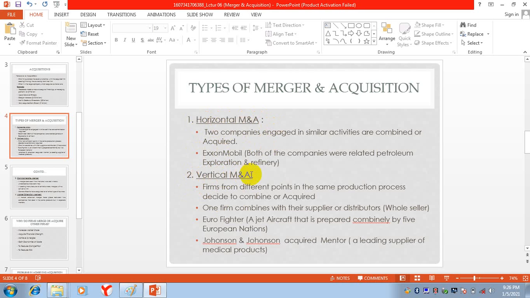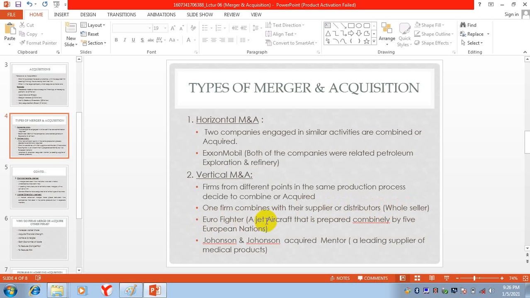Then there is another type of merger or acquisition, which is called vertical merger and acquisition. Firms from different points in the same production process decide to combine or acquire. One firm combines with their suppliers or distributors. In simple words, one firm is combining with suppliers or they are combining with distributors, wholesalers.